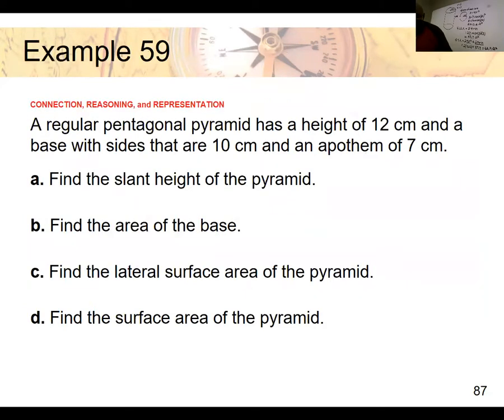So if we look at this example where we have a regular pentagonal pyramid that has a height of 12 centimeters and a base with sides that are 10 centimeters and an apothem of 7 centimeters. Let's say I want to find the slant height of the pyramid, the area of the base, the lateral surface area of the pyramid, and the surface area of that pyramid.